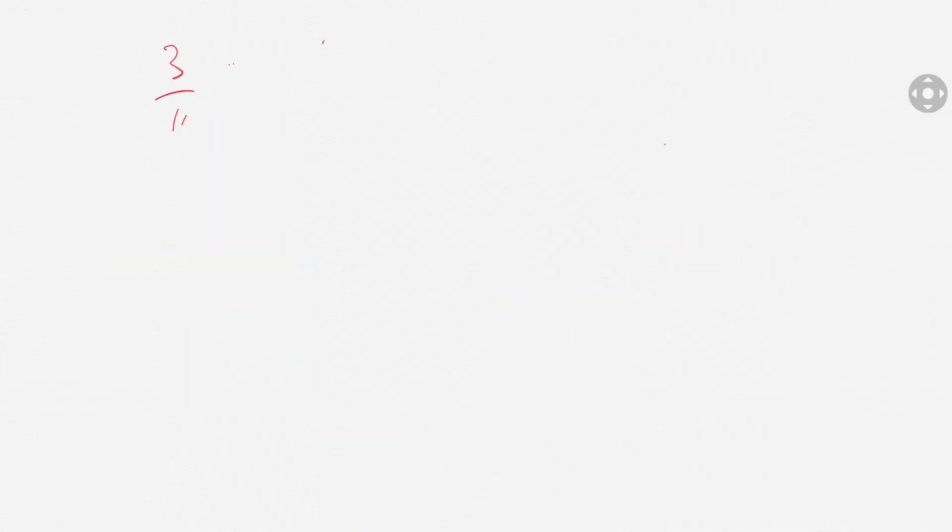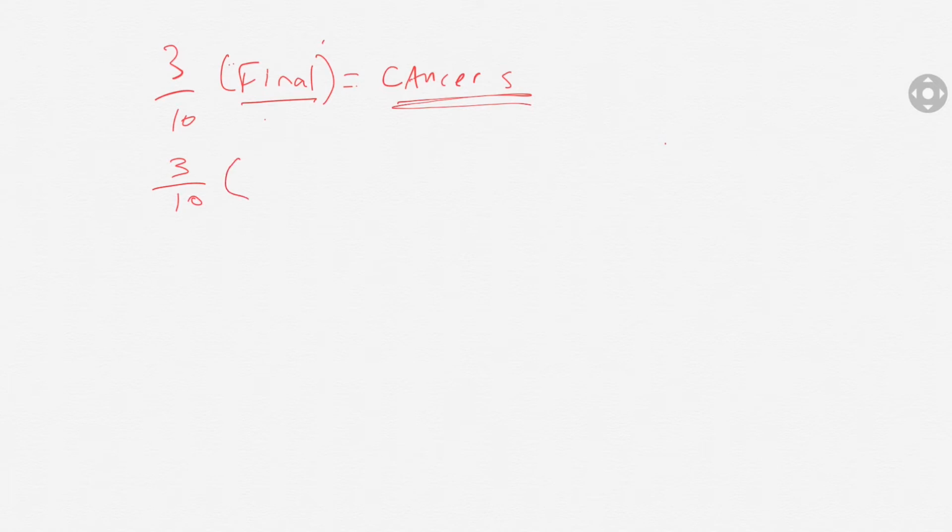We want 3/10 of the final class to equal how many Cancer signs we have, right? And so we need to punch in something for the final class and something for the Cancer signs. So we have 3/10. The final class would be how many students we started with, which was 30, plus how many students we're adding. We don't know how many we're adding, so we're going to call it X. Okay, that will equal how many Cancer signs we have.